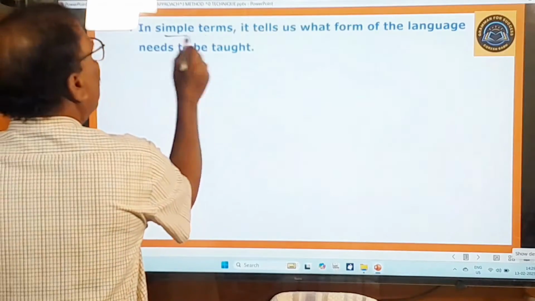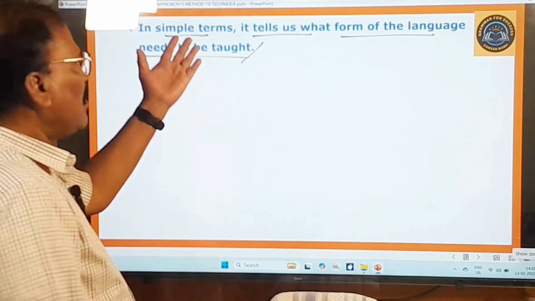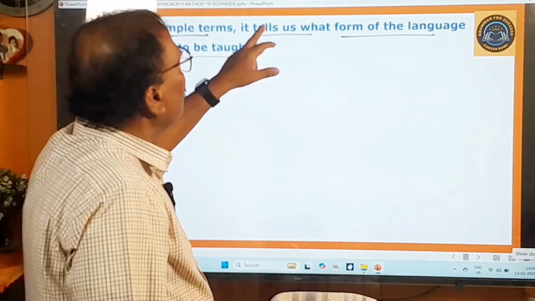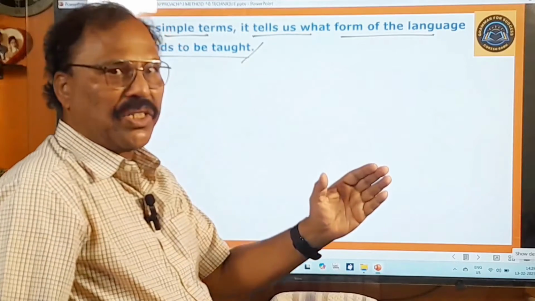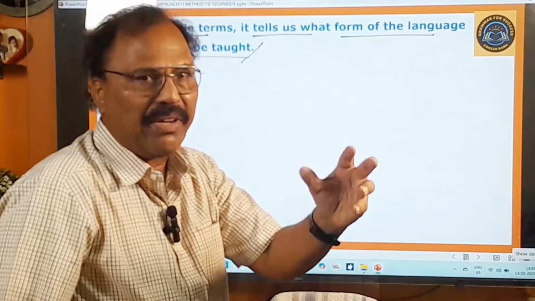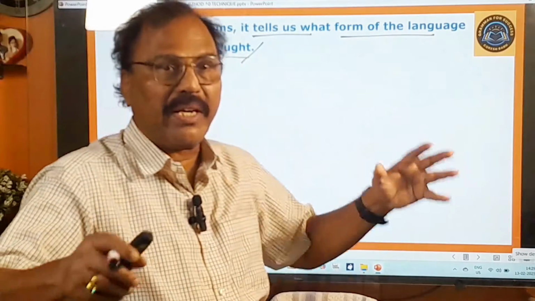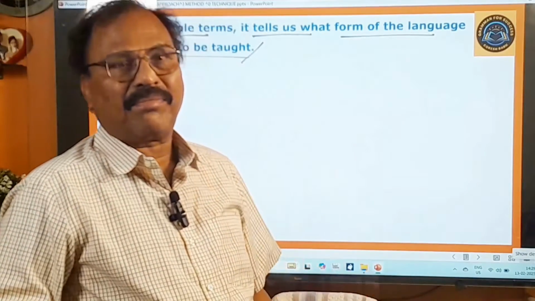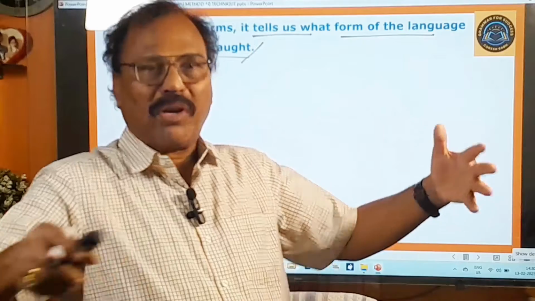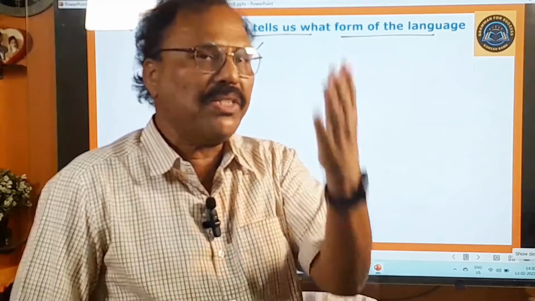In simple terms, it tells us what form of the language needs to be taught. This is also an important point. In simple words, this approach tells us what form of the language, that means what rules, what style, what matter of the language needs to be taught. For example, if you want to speak English, you are to be taught some tenses, the use of articles, prepositions, pronouns and all such things. Whenever you learn all these important things, you can speak some language.